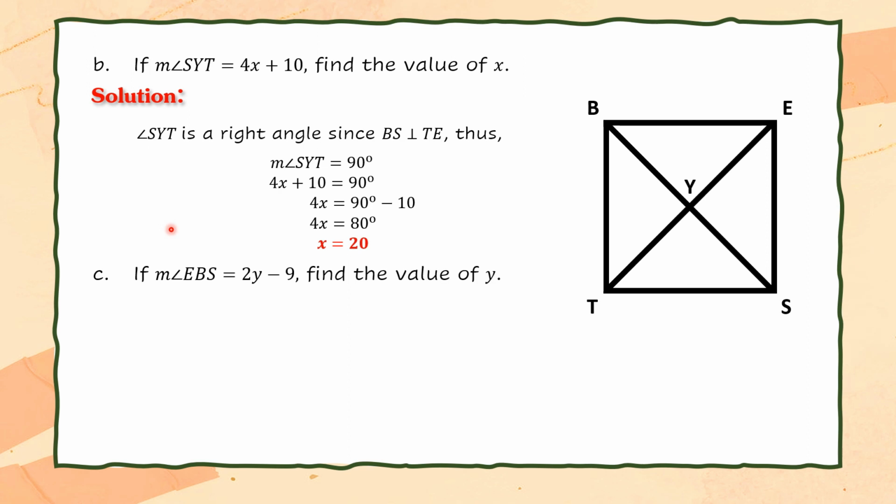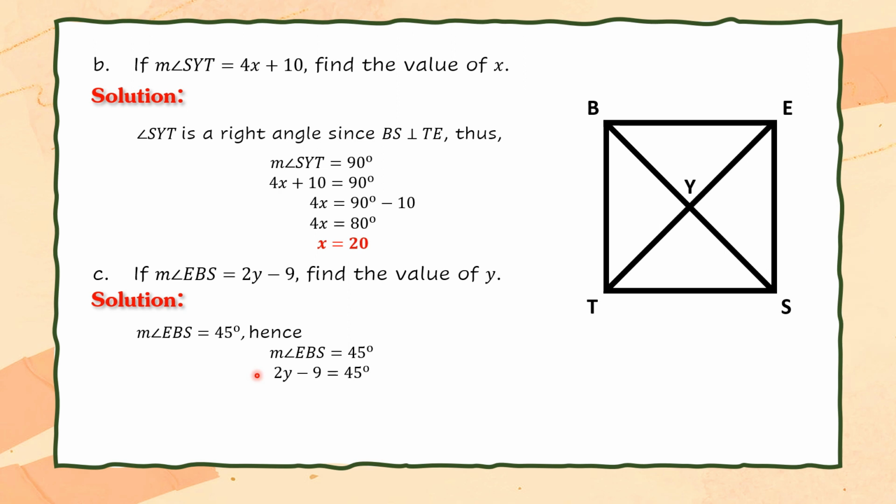Next, let us have letter C. If the measure of angle EBS is equal to 2y minus 9, find the value of y. This is angle EBS. And as you can see here, EBS is half of our right angle B. So the measure of EBS is equal to 45 degrees. Now, to solve for y, we substitute angle EBS by 2y minus 9. So we will have 2y minus 9 is equal to 45.